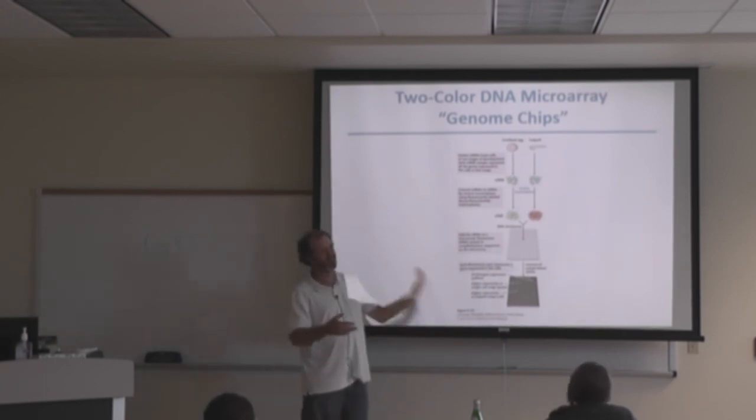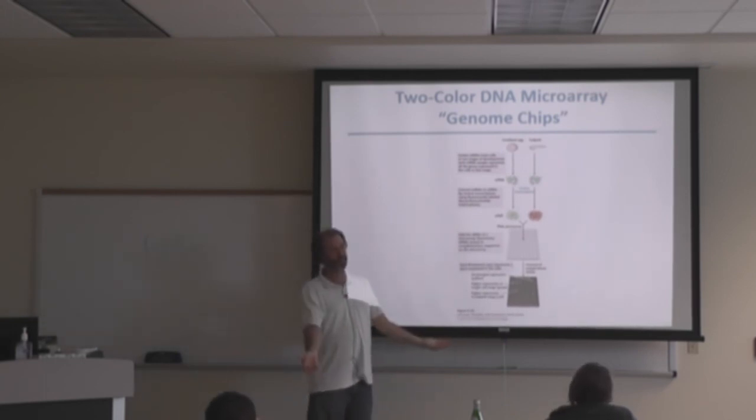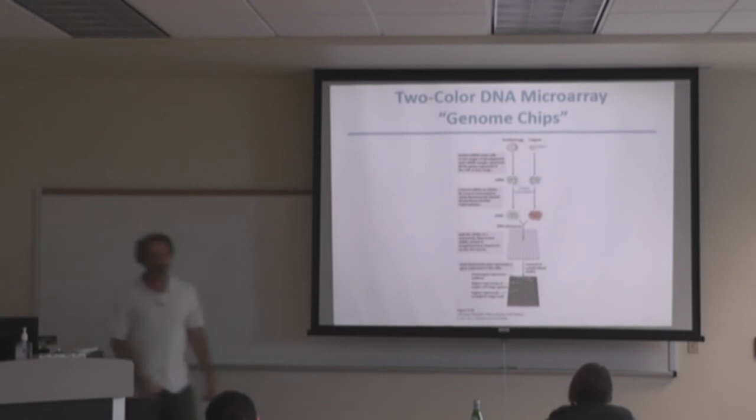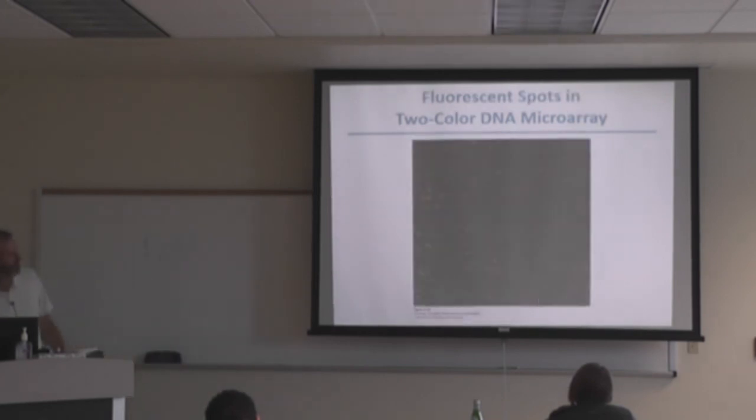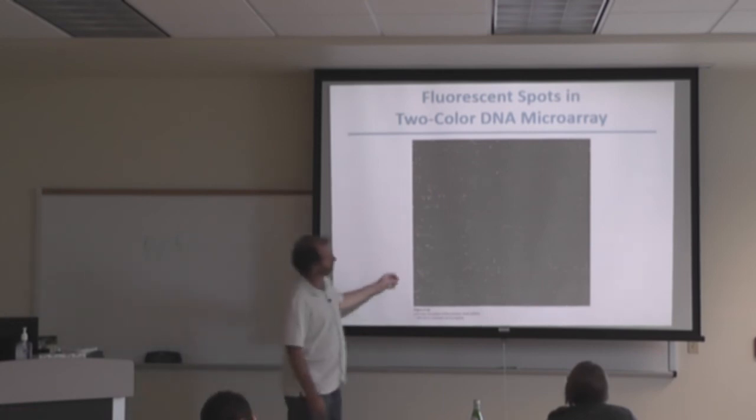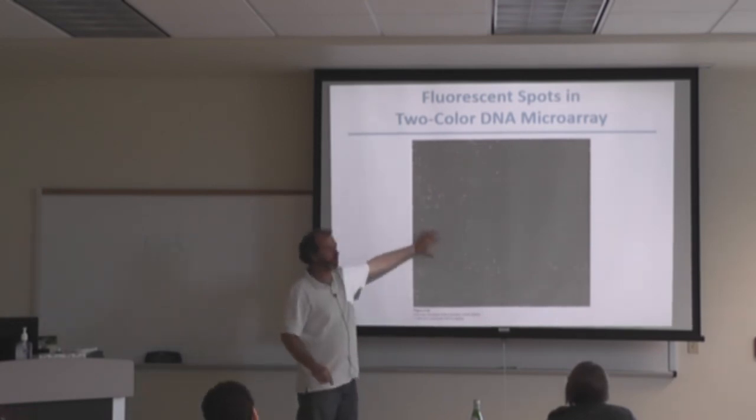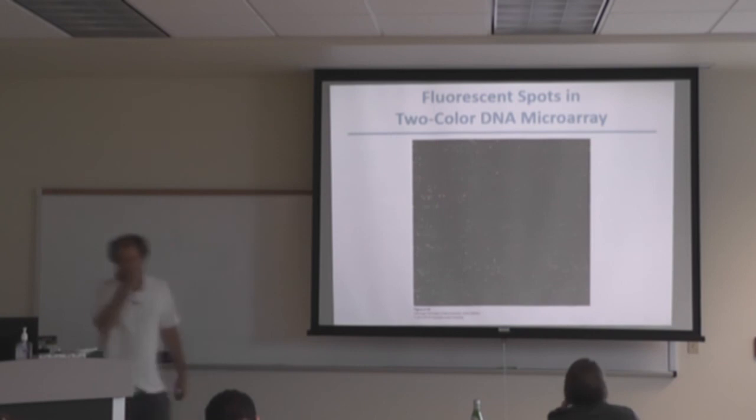You can also compare diseased to non-diseased tissue. If you manipulate one gene, you can see how that affects gene expression patterns. So that's the usefulness of microarrays. And this is what a real microarray looks like. Although this is really tiny. This is all blown up, showing you the differential expression patterns.